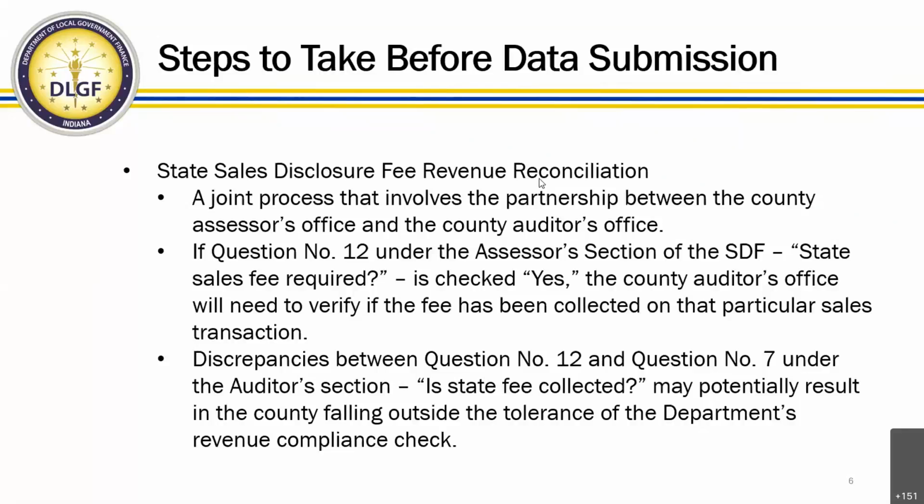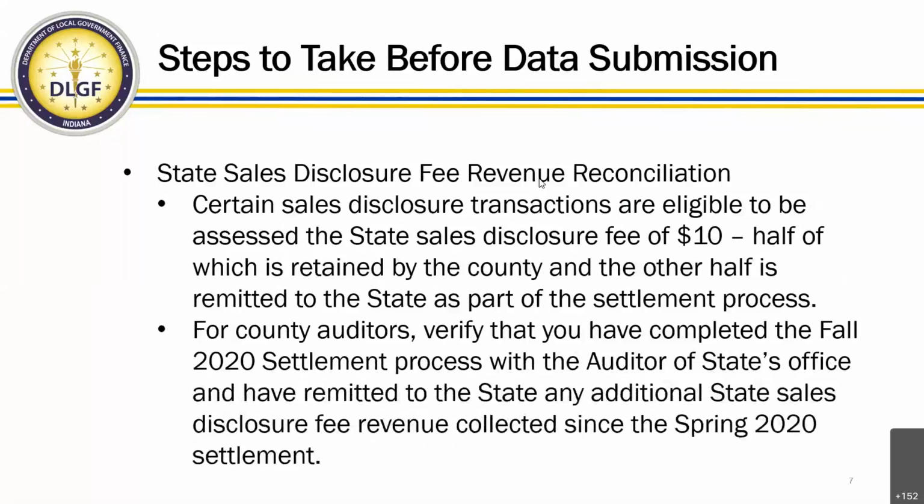So if there's a discrepancy there, either it's going to look like the county has over-collected revenue on sales disclosures that they should not have collected revenue on, or that they're potentially under-reporting their sales to us. So it's important to have this reconciliation process done between the two offices before you actually submit your sales data to us.